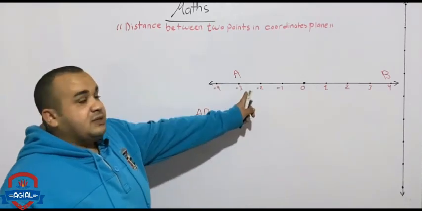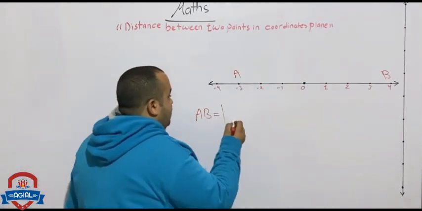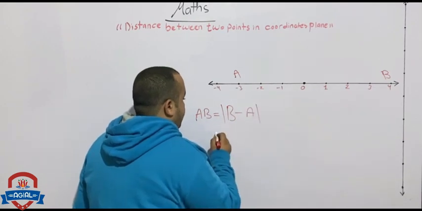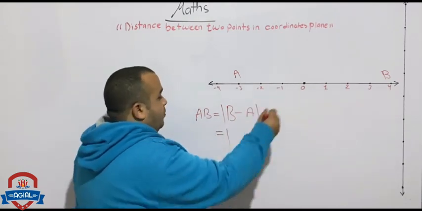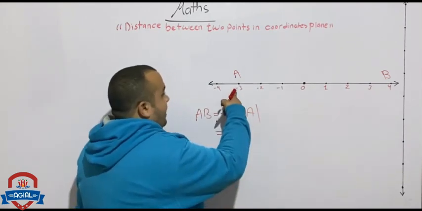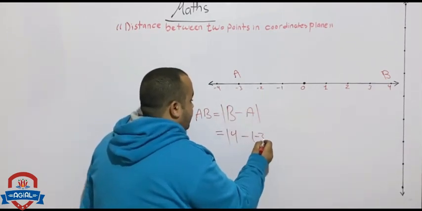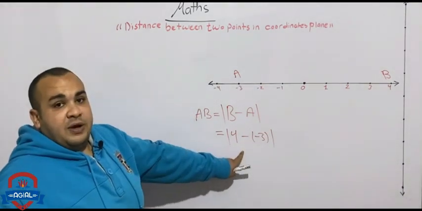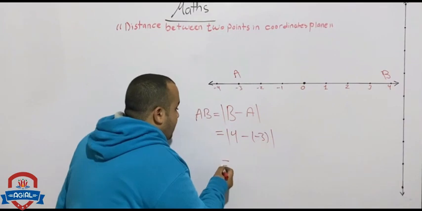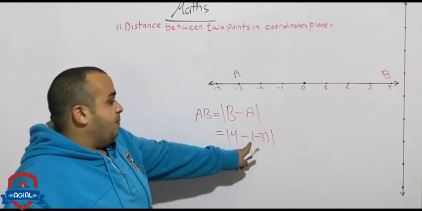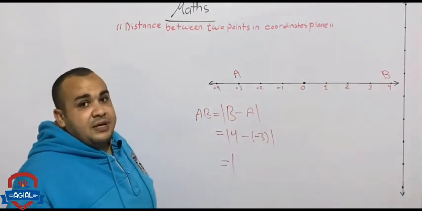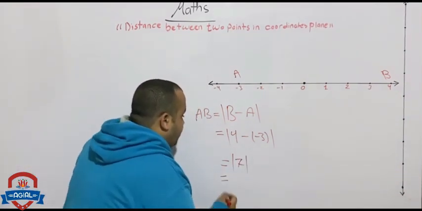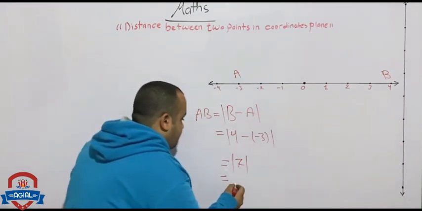The length of line segment AB equals the absolute value of B minus A. B equals 4 and A equals negative 3. So the absolute value of 4 minus negative 3 equals the absolute value of 4 plus 3. 4 plus 3 equals 7. The absolute value of 7 equals 7.